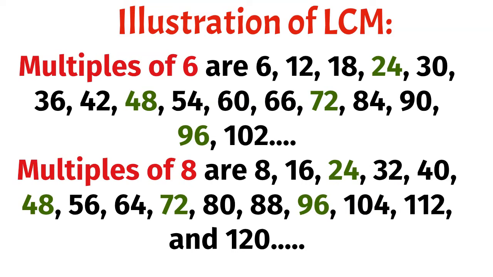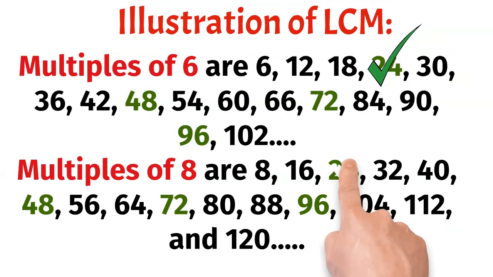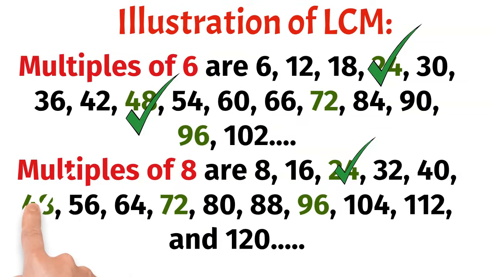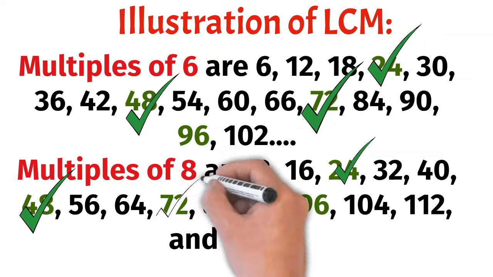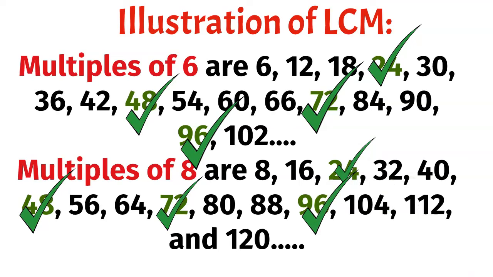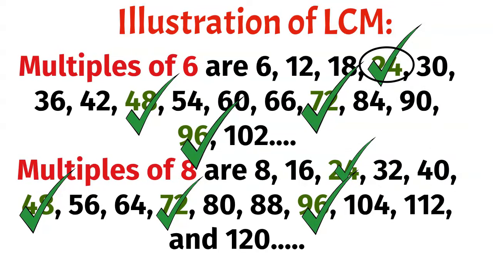Comparing these multiples, we can find the common multiples of 6 and 8 are 24, 48, 72, and 96. 24 being the least, thus the LCM of number 6 and 8 is 24.